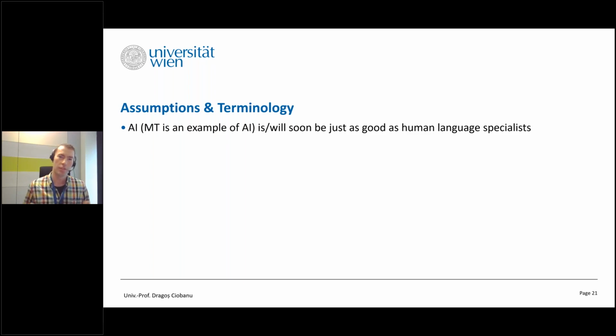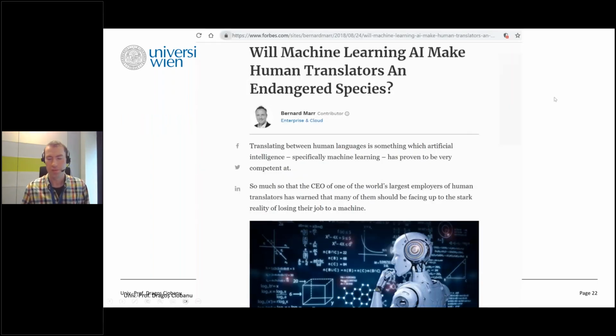So first of all, there are some people who think that artificial intelligence, and machine translation is an example of artificial intelligence, either already is or will be soon enough just as good as human translators, or language specialists as now they're called. And we have all kinds of scary titles in the media and a tiny bit of clickbait.